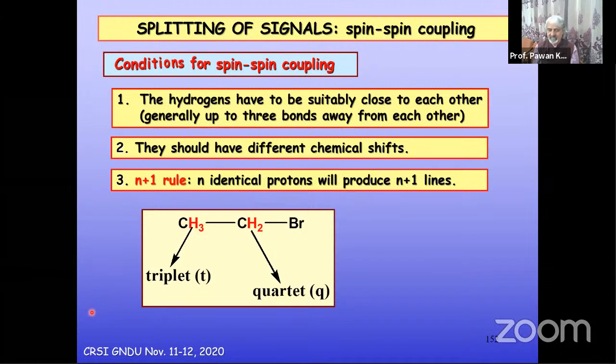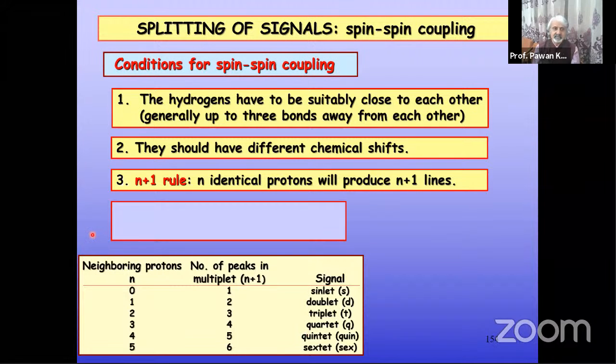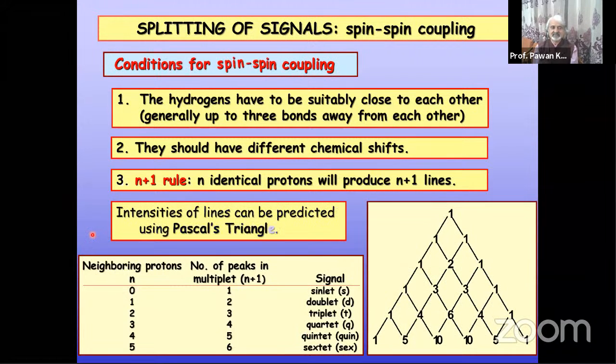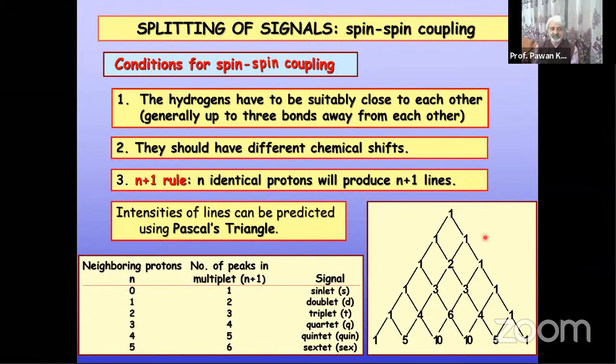And we follow the n+1 rule. That means if the number of neighboring hydrogens is 0, we'll have a singlet; 1, doublet; then triplet, quartet, quintet, sextet, septet, and so on. And the intensities of these lines can be predicted by Pascal's triangle. So singlet; doublet 1:1; triplet 1:2:1; quartet 1:3:3:1.